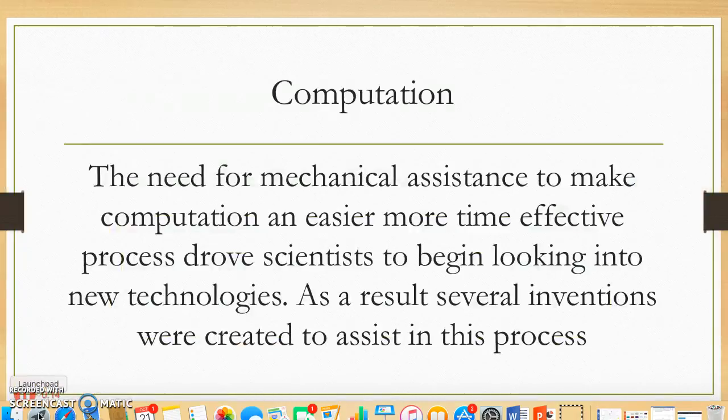The initial motivating factor behind the development of computers was computation. A need for mechanical assistance to make computation an easier and more time-effective process drove scientists to begin looking into new technologies. As a result, several inventions were created to assist in this process.